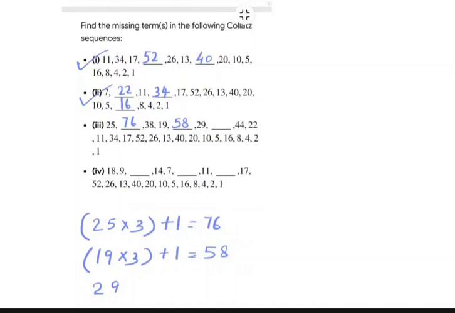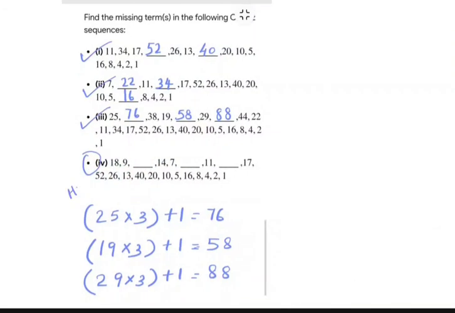Again, 29 is an odd number, so we do 29 times 3 plus 1, that is 88. 88 is an even number, so half of 88 is 44. Clear? The last question, you can do it yourself.